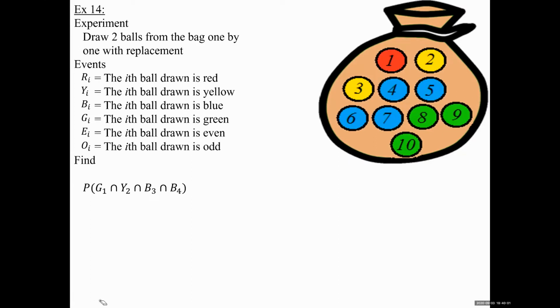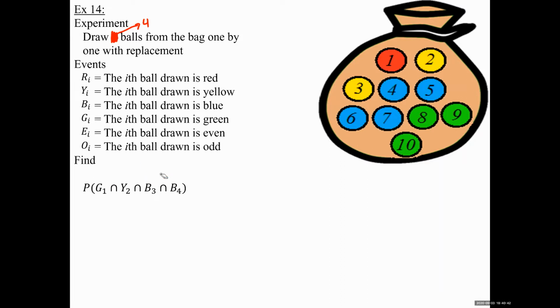This is an and problem again, but I need to change this a little bit. Up on top it says we're drawing 2 times, but it shouldn't say that, so we need to change this to 4 times. So just for this example, we're drawing 4 times from the bag, 1 at a time with replacement. What am I asking? What's the probability the first ball you draw is green, and the second ball you draw is yellow, and the third ball you draw is blue, and the fourth ball you draw is blue? That's what I'm asking. It's an and problem.